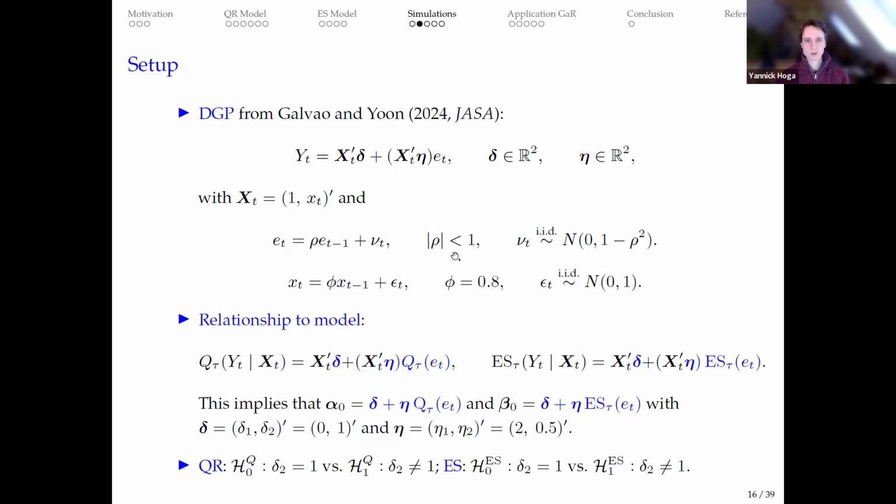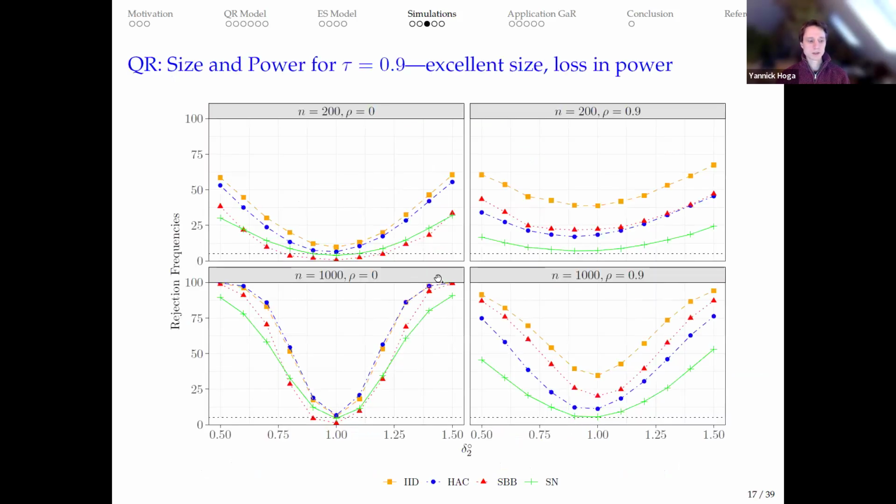There's not going to be a table, but a picture here, because it's easier to look at. So here, that's the null hypothetical coefficient of delta 2. And if it's 1, what you see is size. So the rejection frequencies should all be 5% here. And what you can see is that our quantile regression self-normalized approach does well in keeping size at 5%.